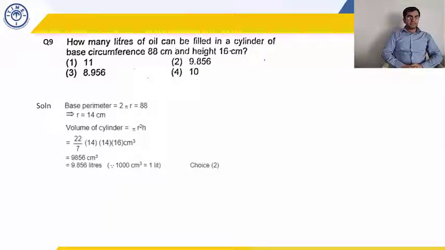I will repeat this question. We need the volume of the cylinder in liters, and for volume we need radius and height. Height is already given. Radius can be obtained from the base perimeter that is given to us. So we get the volume in centimeter cube, and using the relation between centimeter cube and liters, I get the answer as 9.856 liters after dividing by 1000.